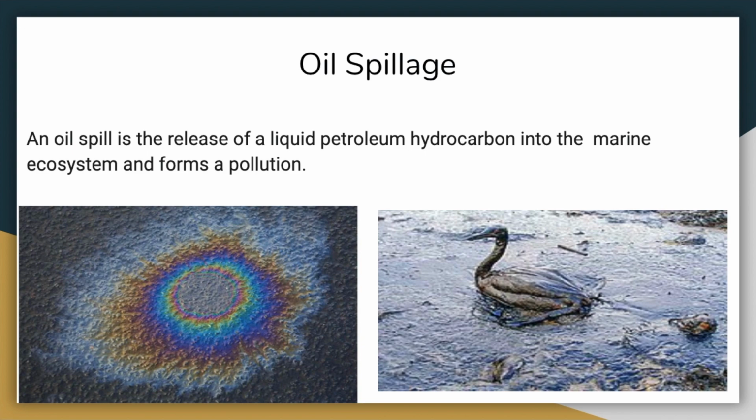Oil spillage. A spill is the release of liquid petroleum hydrocarbon into the environment. The term is usually given to marine oil spills, where oil is released into the ocean or coastal waters. But spills may also occur on land.